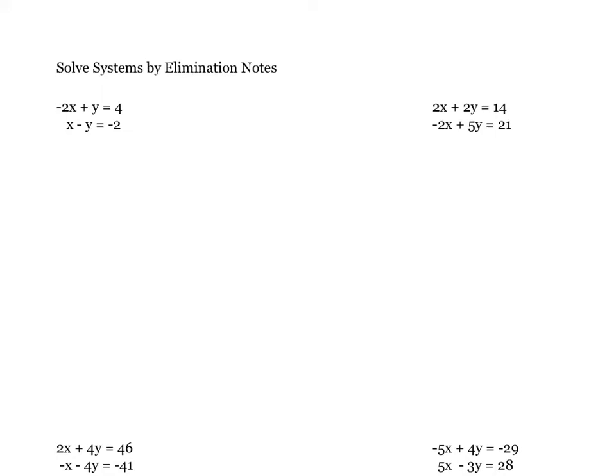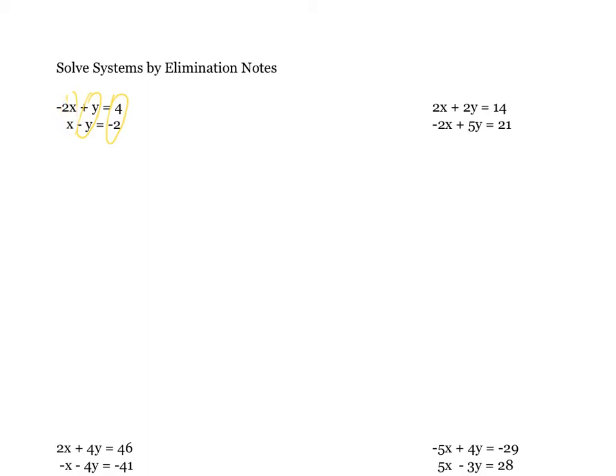Solving systems by elimination notes. Notice in these systems of equations that the x variables and the y variables and the constant values in the equation are stacked up on top of one another. So we have x's on top of x's, y's on top of y's, and numbers on top of numbers. When that is the case, we can use a method for solving the system that's called elimination.